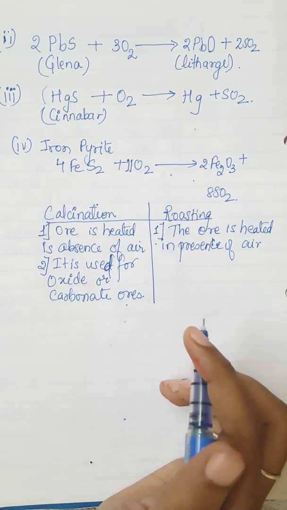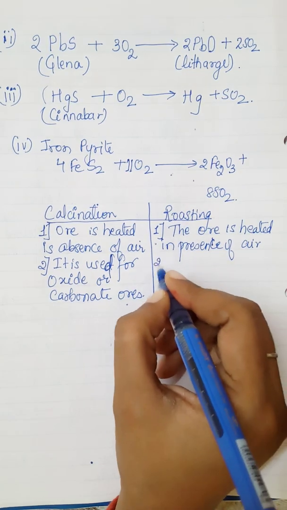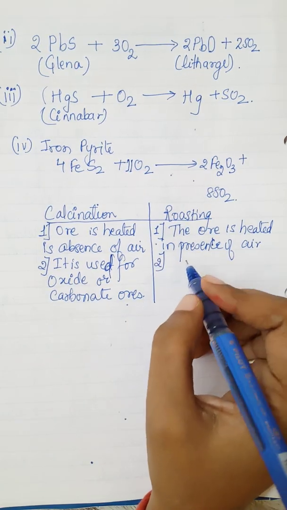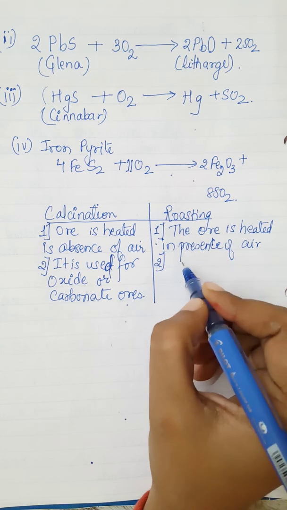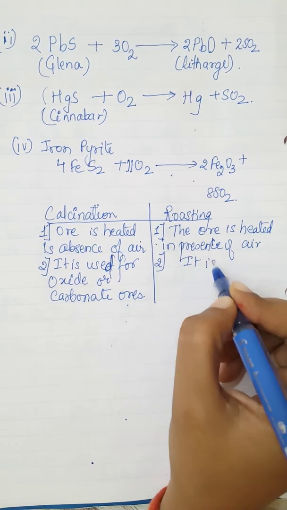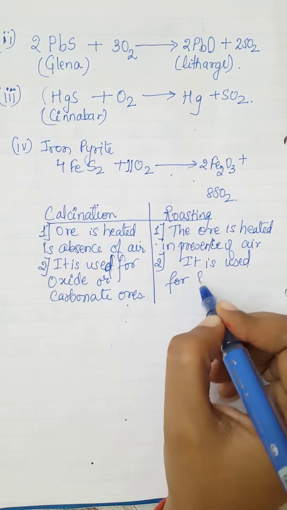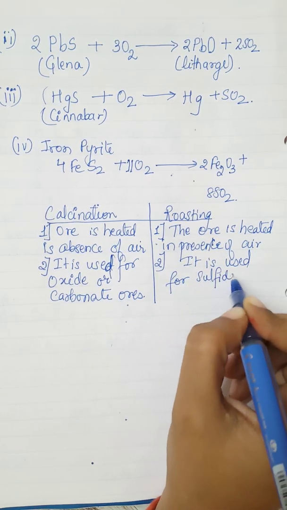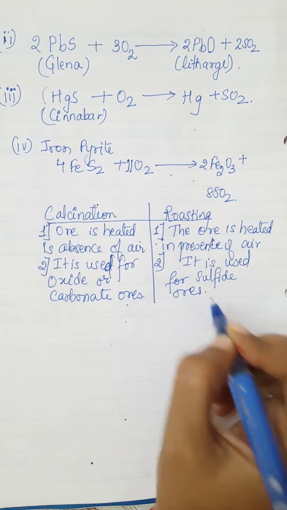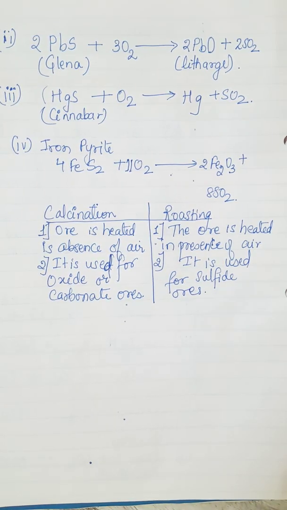Then there is roasting. So in roasting you can only use it on sulphide ores. So it is used for sulphide ores. Okay, so finally we are done with this.